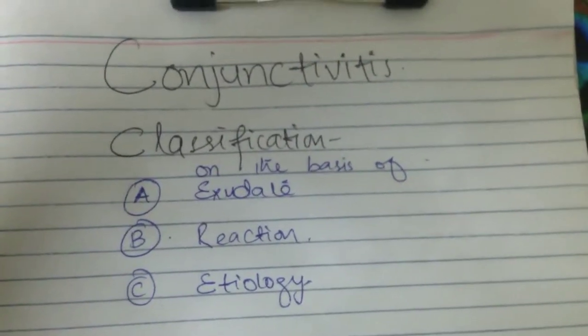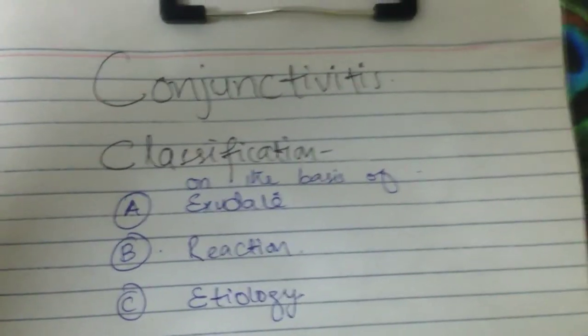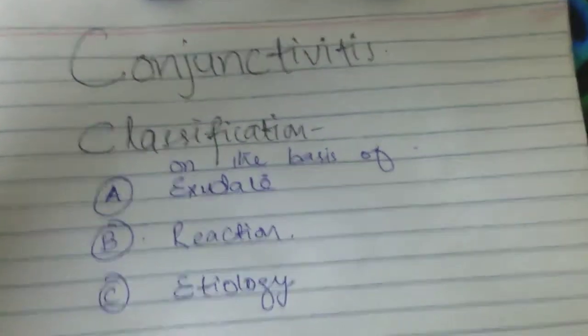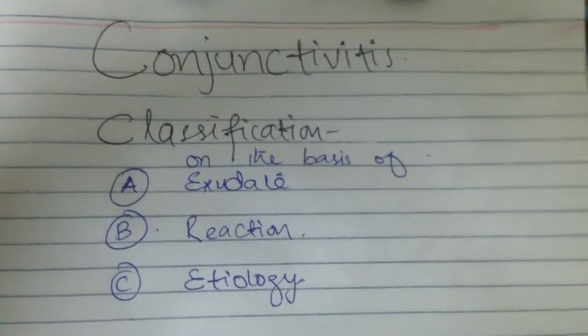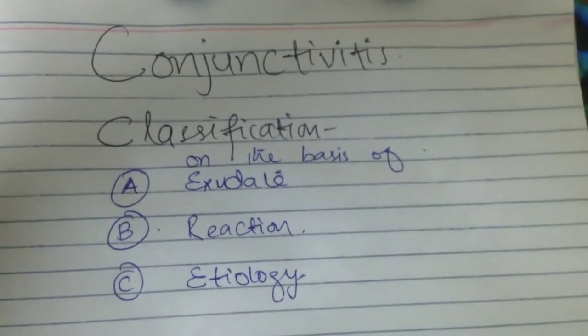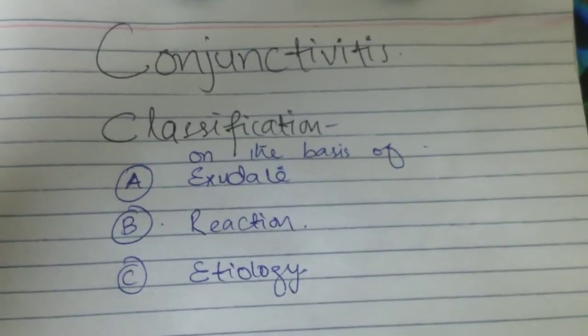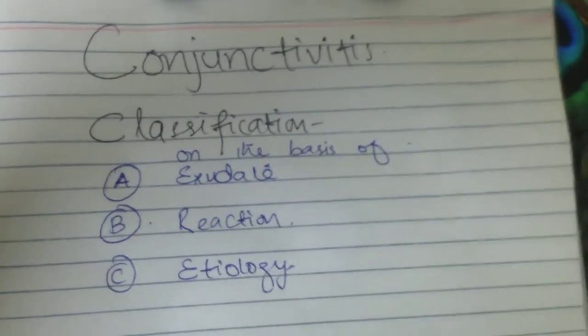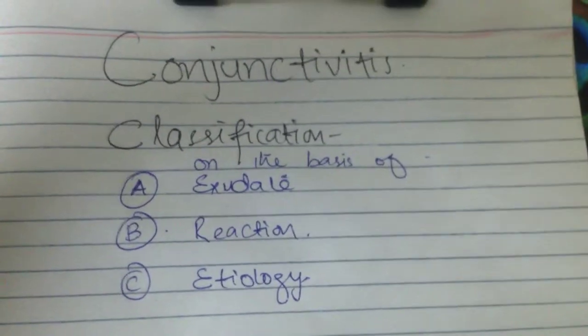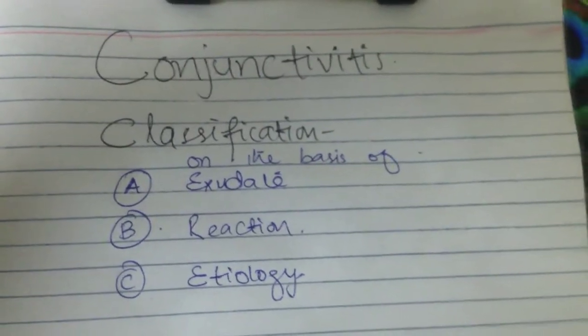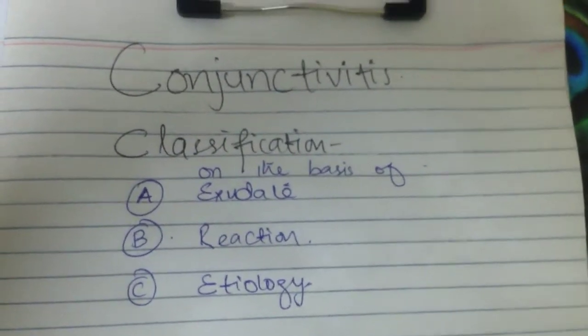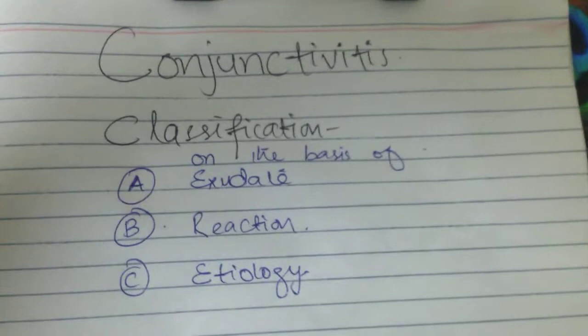Okay, guys, so today we will discuss conjunctivitis and its classification, the main general classification of conjunctivitis. What is conjunctivitis? As you may already know, the "itis" at the end of conjunctiva indicates inflammation. So it is inflammation of the conjunctiva. Simple as that. Then we come to the classification.